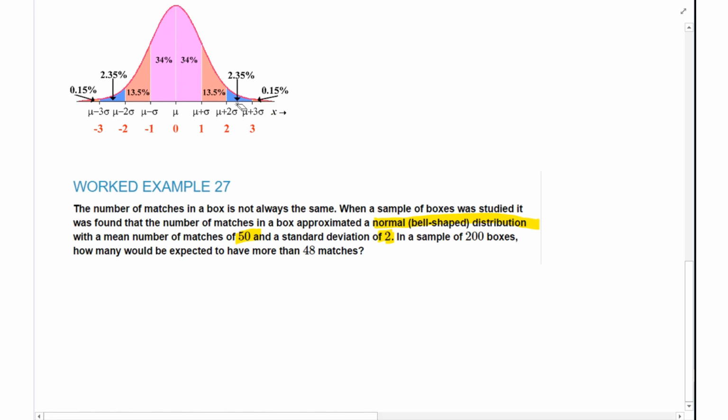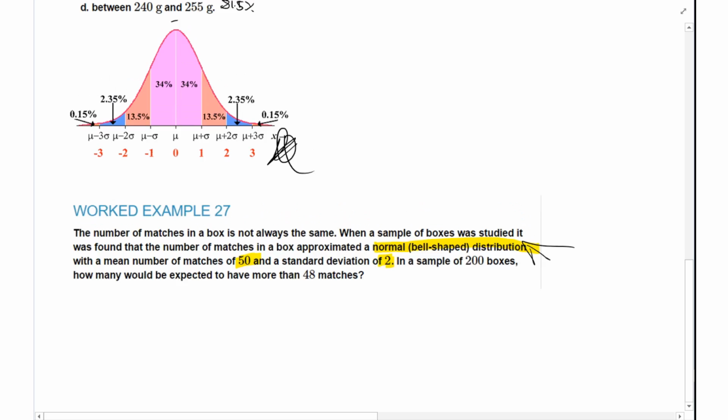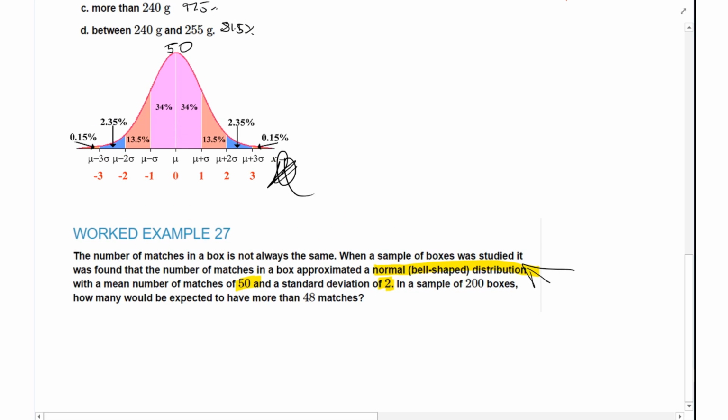Okay. All right. So this question says the number of matches in a box is not always the same. We've got a sample and found it's got a normal bell-shaped distribution, so we can use this. Remember, that's our key. It's got a mean of 50, so I put 50 here. Standard deviation of 2 either side, so that's 48, 52, 54, 56, 46, 44.